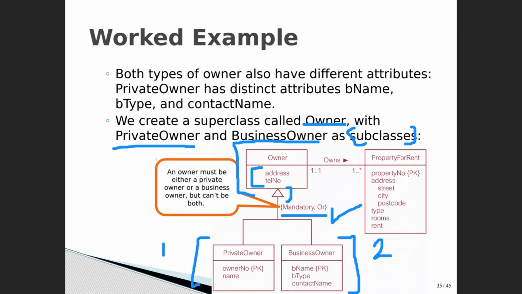So it must be a private owner or business owner. Any member of the owner superclass must be a member of either private owner or business owner. It cannot be both. That's why we put mandatory and mandatory or. All right, so that's the meaning of this constraint.